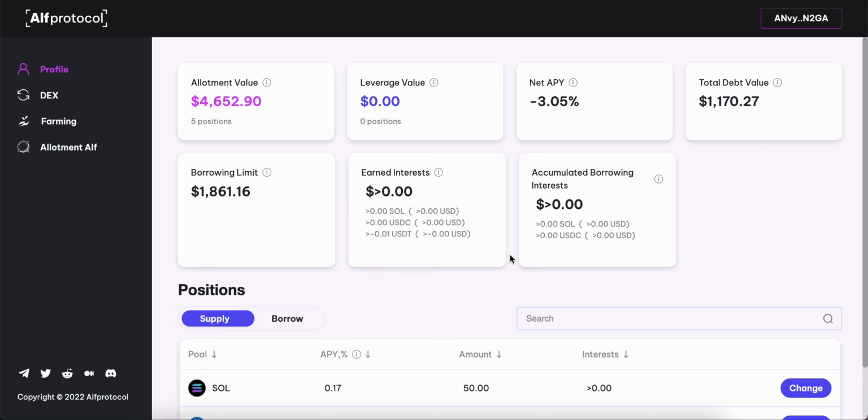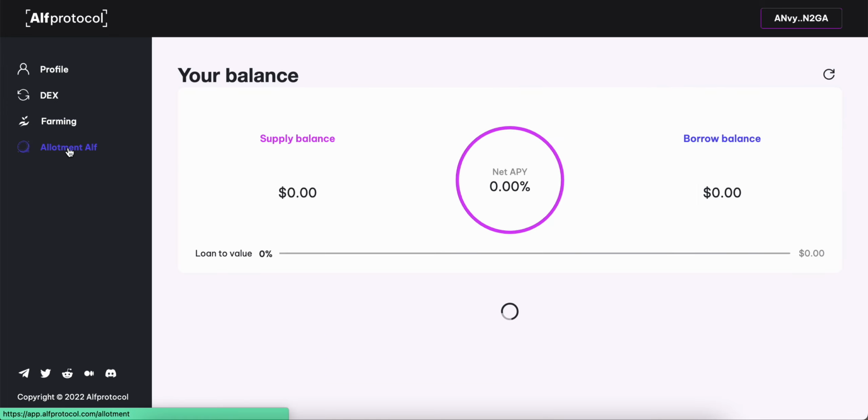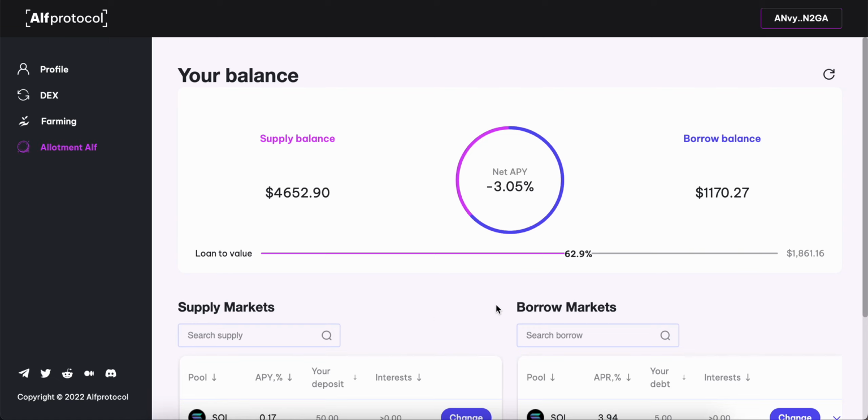In this video, I'm gonna briefly explain what Allotment ALF is and what kind of transactions you can actually do here. First of all, you will see the Allotment ALF button on this menu. If you click on it, you will notice that once you connect your wallet, a lot of different numbers pop up. So let's go through each of the numbers.